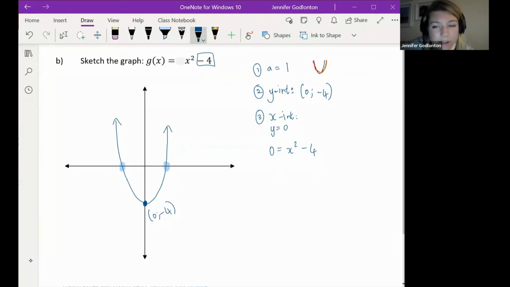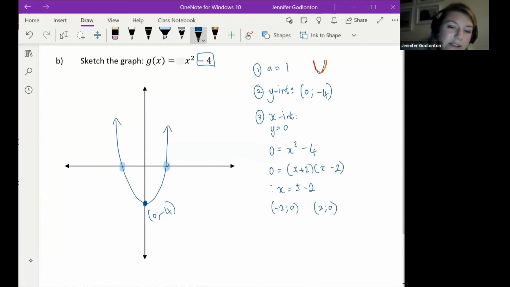Good. I'm going to use dots. I'm going to use difference of two squares. Excellent. Okay. So x plus 2, x minus 2. Therefore, x is equal to positive or -2. And so my coordinates will be -2 and 0, and 2 and 0, which means that this point will be 2 and 0, and this point will be -2 and 0.